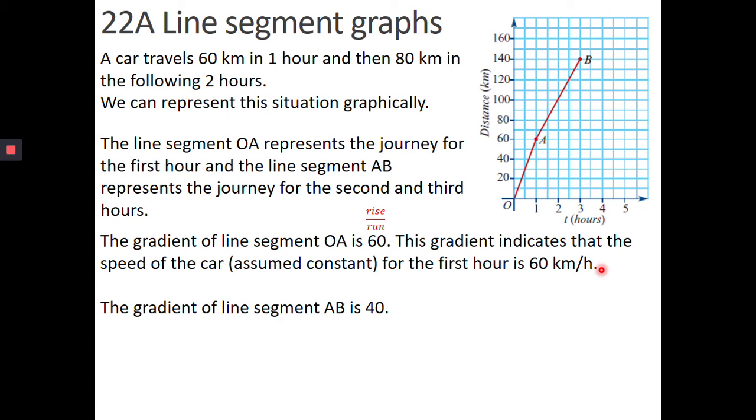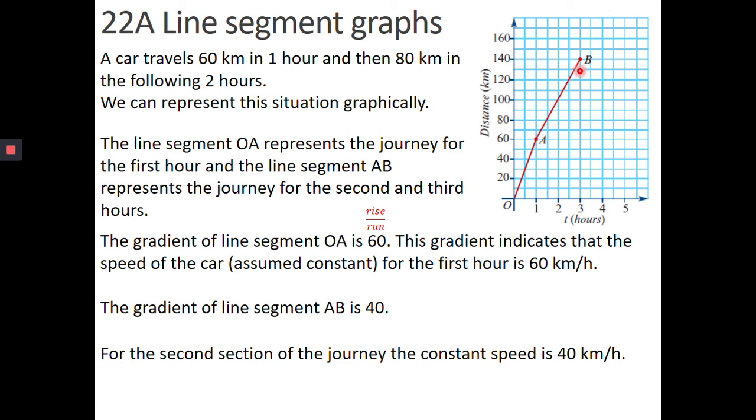And the gradient of the line section AB is 40 because the rise there, going from 140 to 60, which is 80, 140 take away 60, and the run is 2. So it's 80 over 2, which is 40. So the second section of the journey, the constant speed, is 40 kilometers per hour. These aren't tricky questions, but it's the sort of thing where people make lots and lots of silly mistakes.